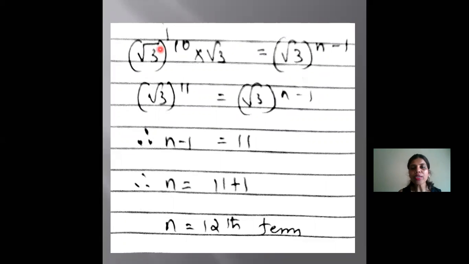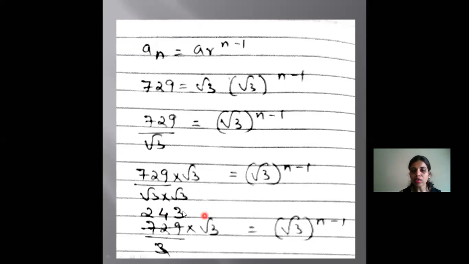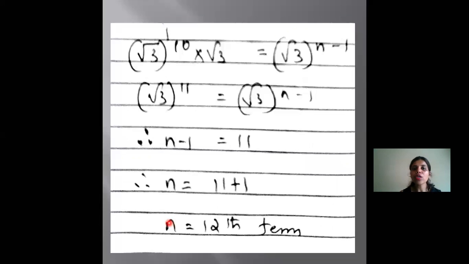So when you want to have the base as root 3, the reason is here we are having root 3 as a base. So we have to convert this also in the root 3 form. So 3 raised to 5 is 243. So when you're converting in the form of root 3 in the base, what you do is 5 multiplied by 2. So you'll get root 3 raised to 10 into root 3 is equal to root 3 raised to n minus 1. Now here you can see it is root 3 raised to 1 and a multiplication sign is there.